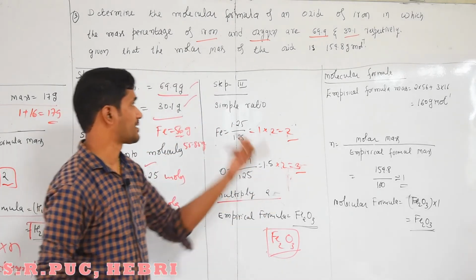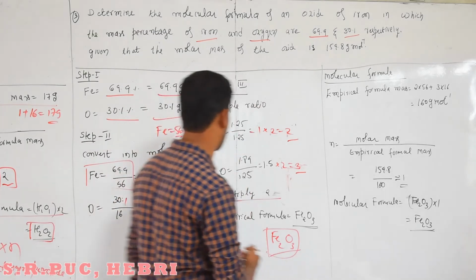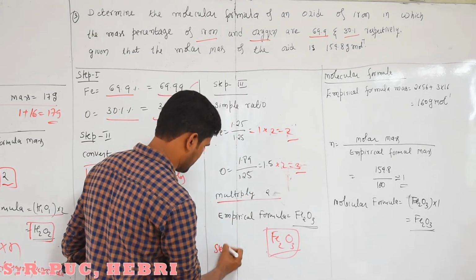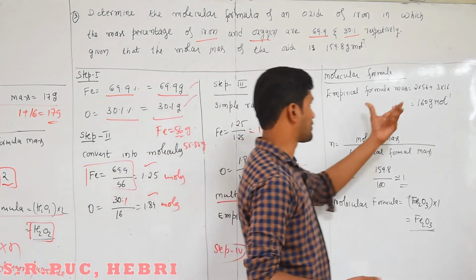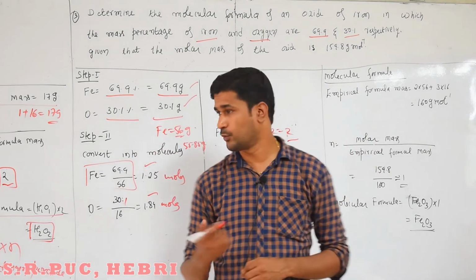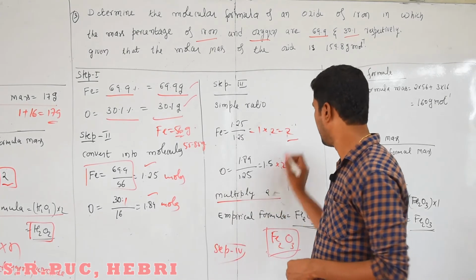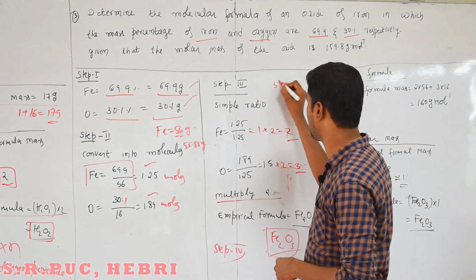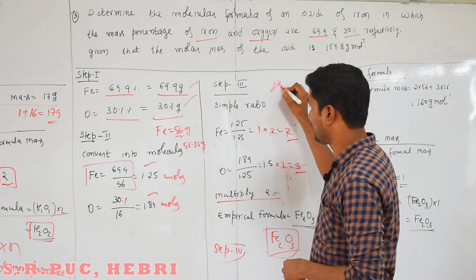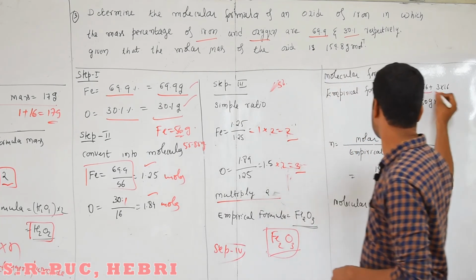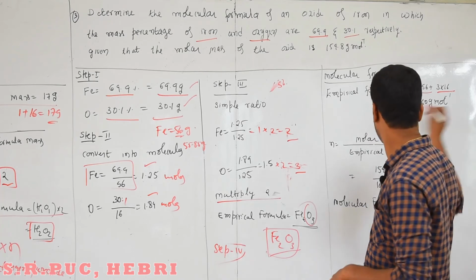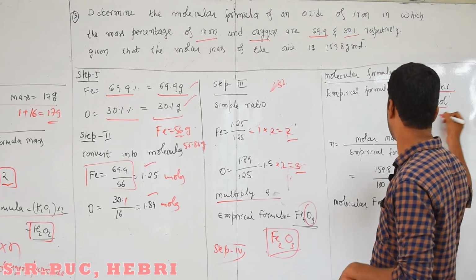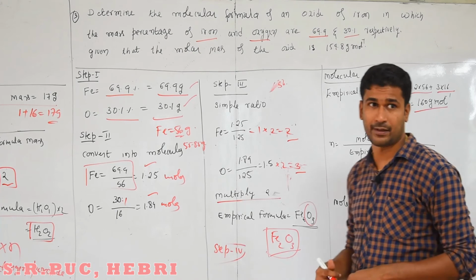Next, last step, step number 4, calculation of molecular formula. How? You calculate the empirical formula mass. Fe2, there are 2 Fe atoms. Its mass is 2 into 56 plus 3 into 16, because the atomic mass of oxygen is 16. So its empirical formula mass is 160 gram per mole.